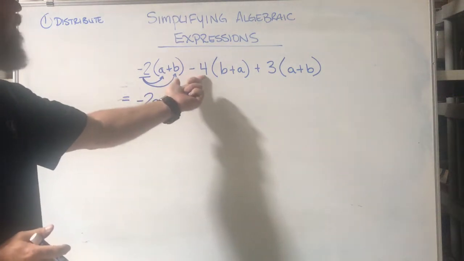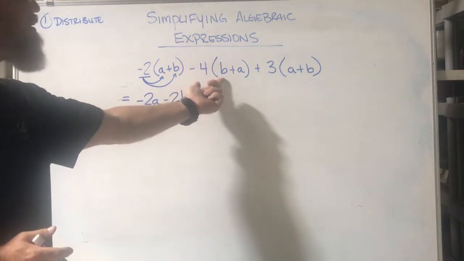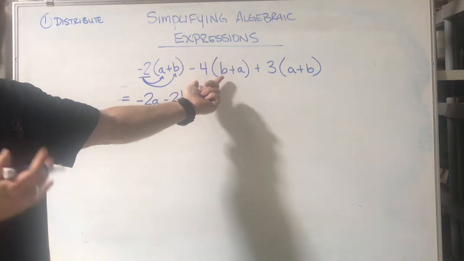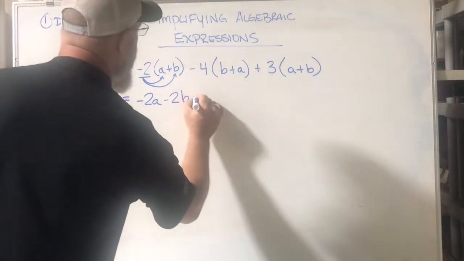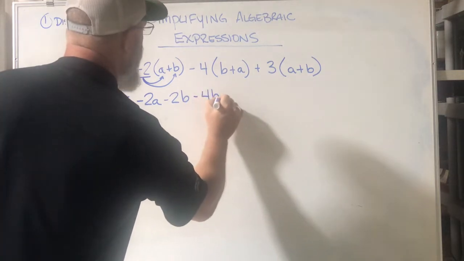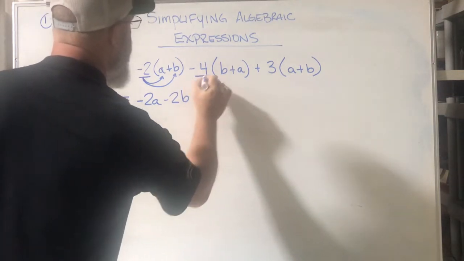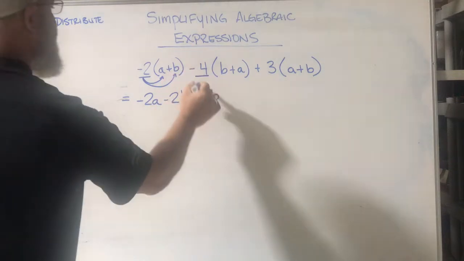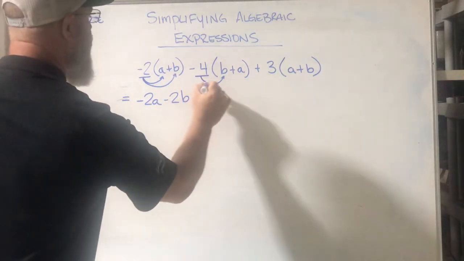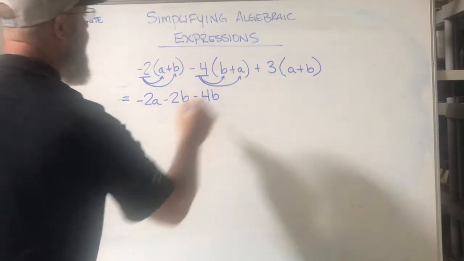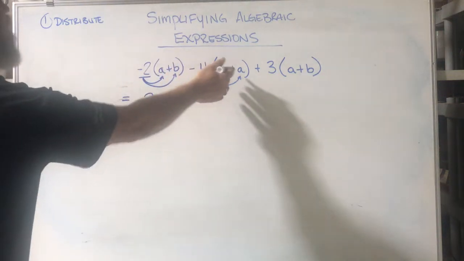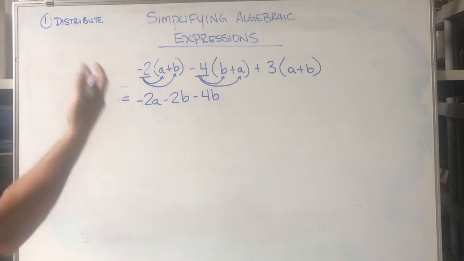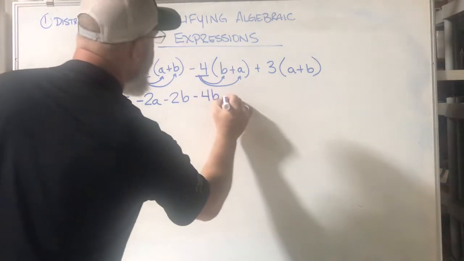All right? Then we move to our next one. I've got negative 4 times a positive b. What does that equal? That equals negative 4b. Right? So I'm taking my coefficient, which is a negative 4, multiplying it by b, and then I'm going to multiply it by positive a. So then negative 4 times positive a is negative 4a.